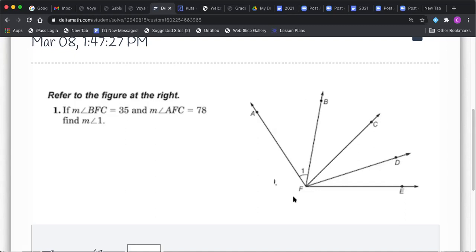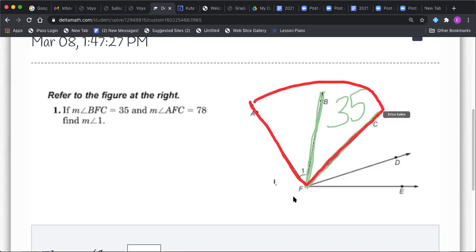All right, so anyway, BFC is this angle right here, BFC. So here it is. Just going to darken that a little bit. And they're telling me that it's 35. AFC now. So that's this whole thing. AFC. A to F to C. That's this whole thing. They're saying is 78. And the question is, find the measure of angle 1.